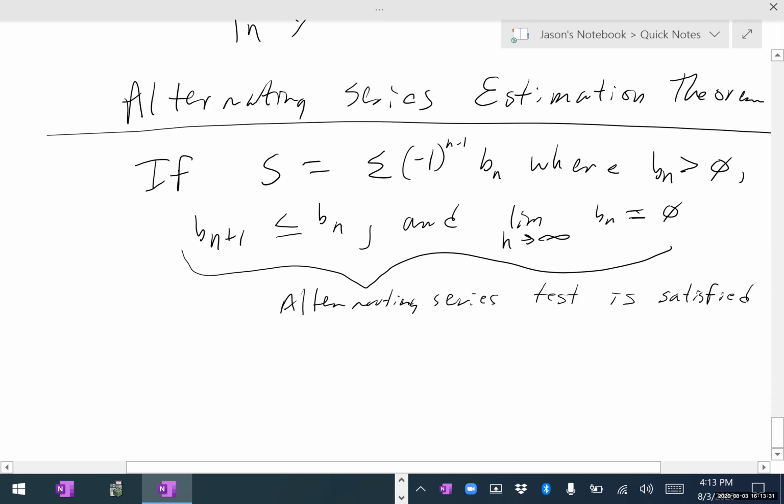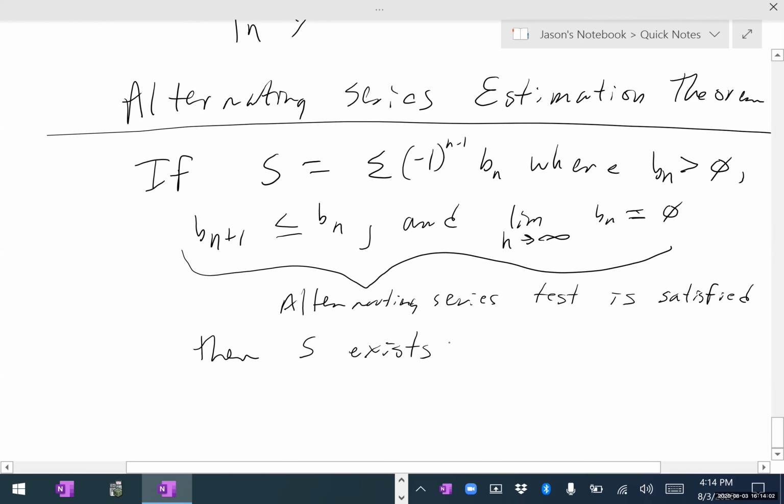If I know the alternating series test is satisfied, then what do I know about the sum? If this is true, then what do I know about the sum? I know that the sum is convergent. There is a sum. A sum exists. Okay? Then the sum exists, then S exists.